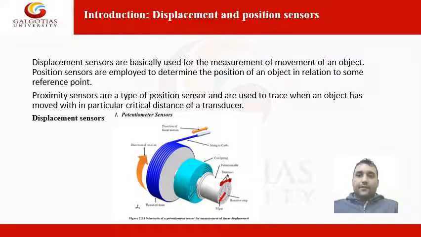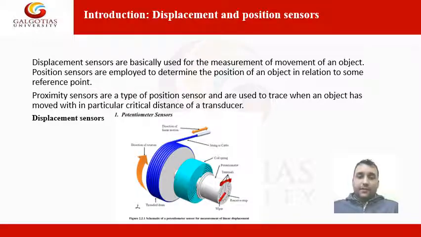Displacement sensors are basically used for measurement of movement of an object. Position sensors are employed to determine the position of an object in relation to some reference point. Proximity sensors are types of position sensors used to trace when the object has moved within a particular critical distance of the transducer.